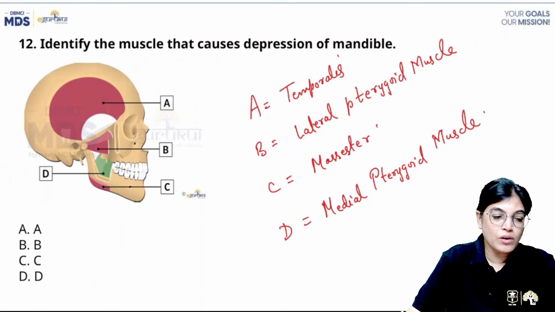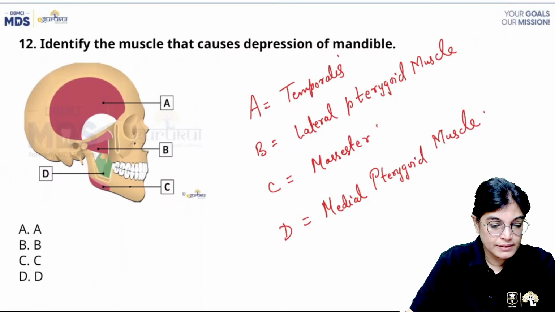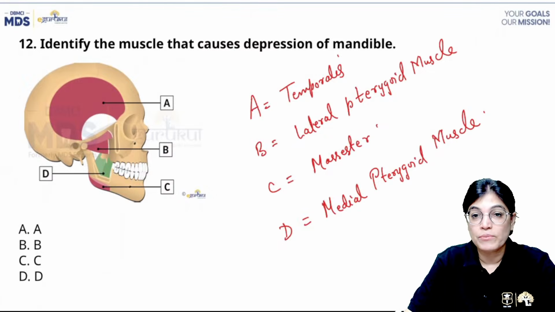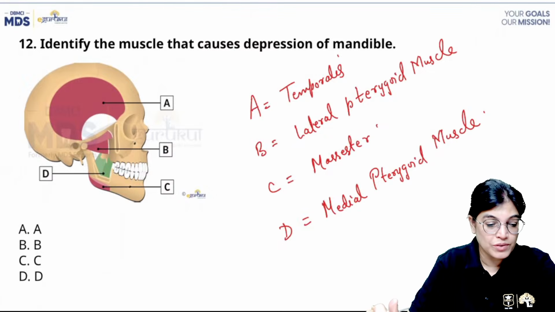So we have got four muscles, A, B, C, D. It's derived from the first pharyngeal arch. Tensor veli palatini is getting innervation embryologically because it is derived from the first pharyngeal arch.